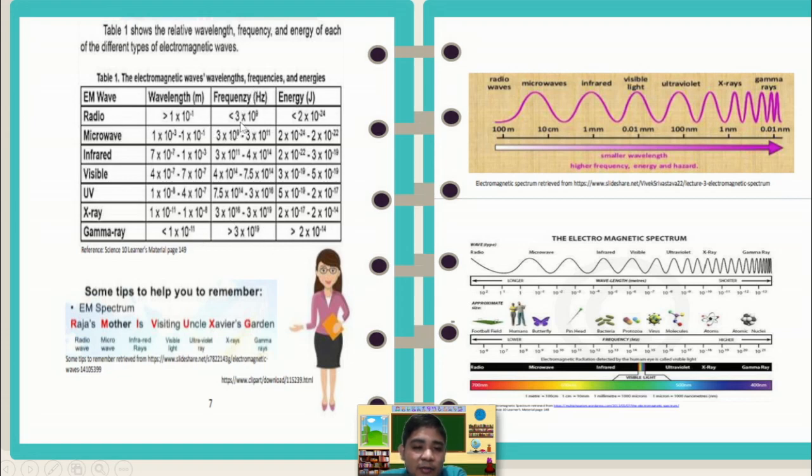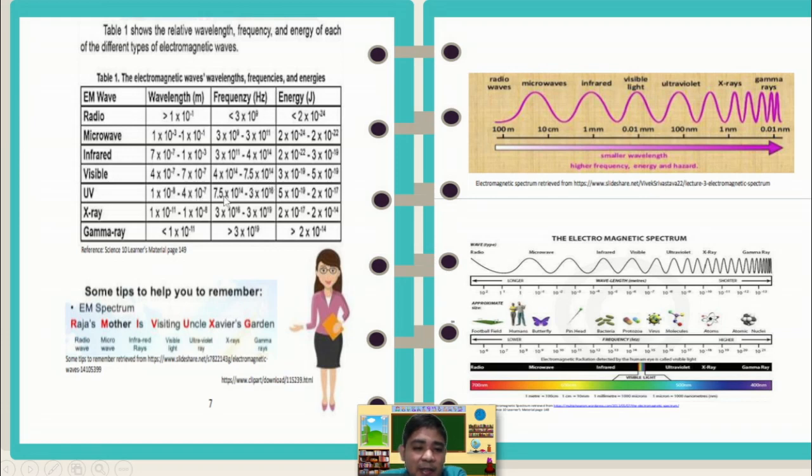So, in radio wave, less than 3 times 10 raised to 9. As you can see, the microwave has higher frequency compared to radio wave. It is 3 times 10 raised to 9 to 3 times 10 raised to 11. And infrared, 3 times 10 raised to 11 to 4 times 10 raised to 14. Visible light, 4 times 10 raised to 14 to 7.5 times 10 raised to 14.